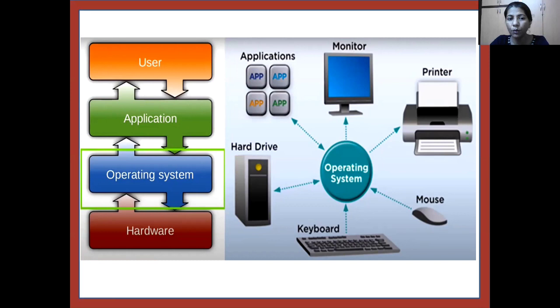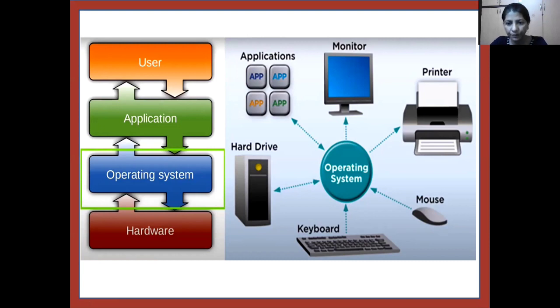Simply, if we want to play games, we open games. If we want to do drawing, we simply open MS Paint. We work in the application softwares only. But to run the application softwares on the hardware, who is there between them? Operating system. So operating system works like an interface.